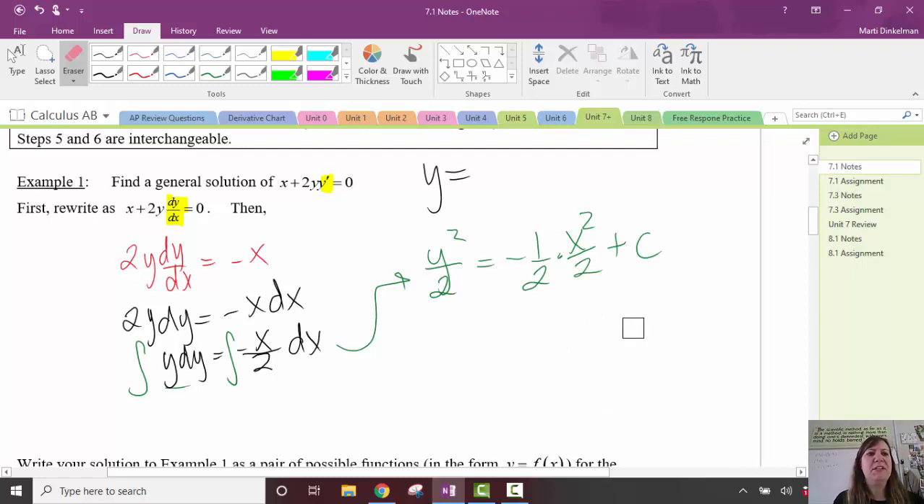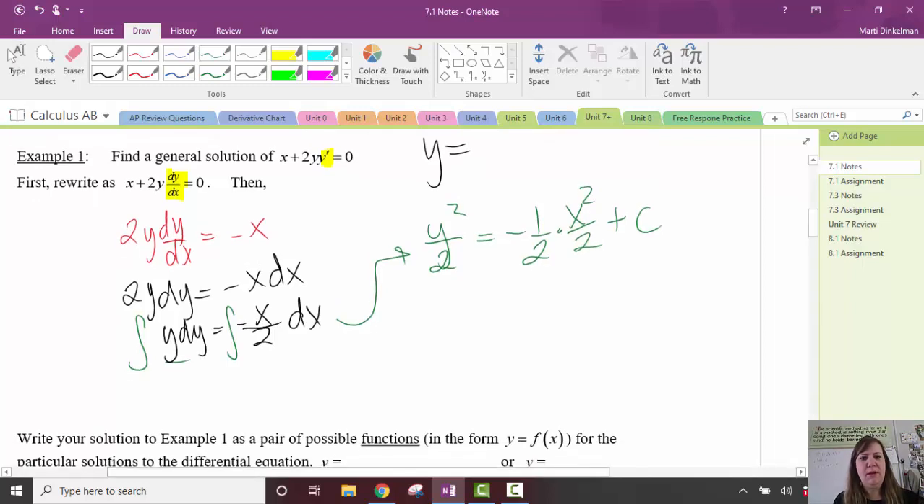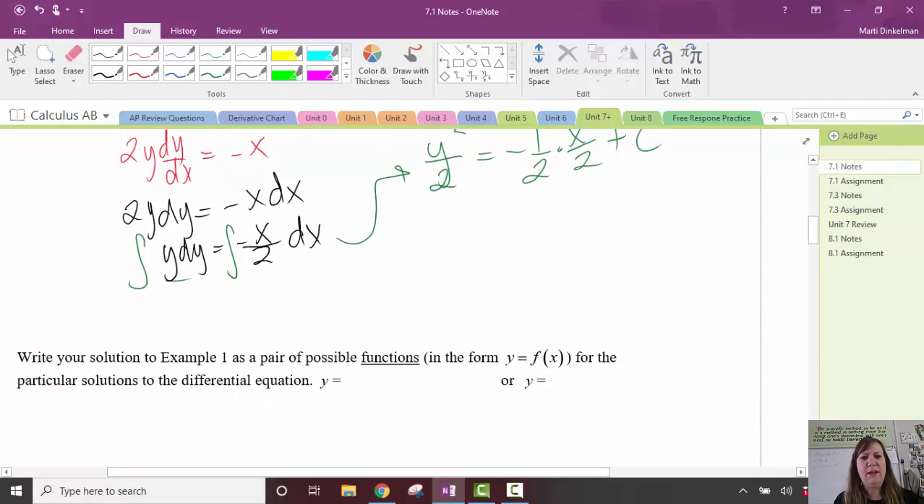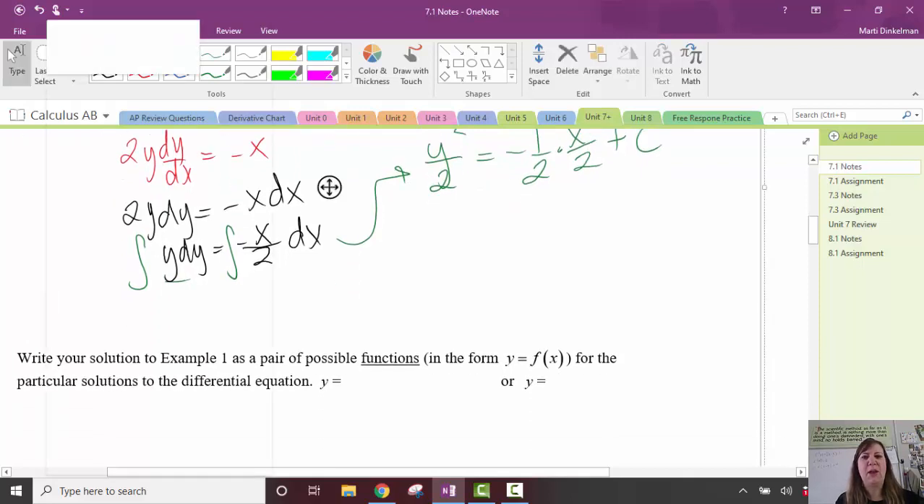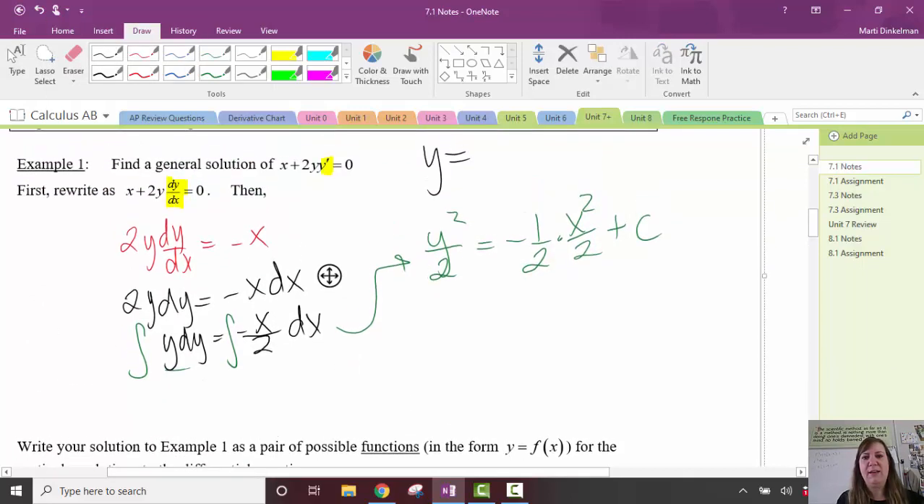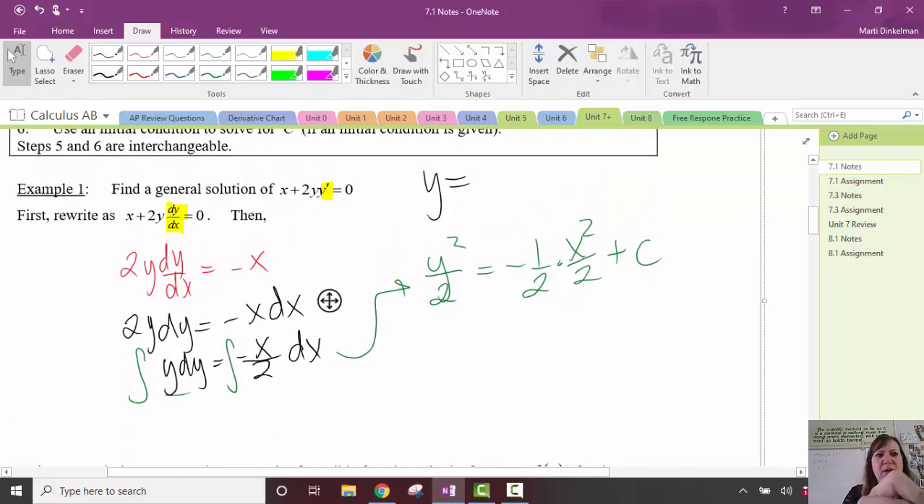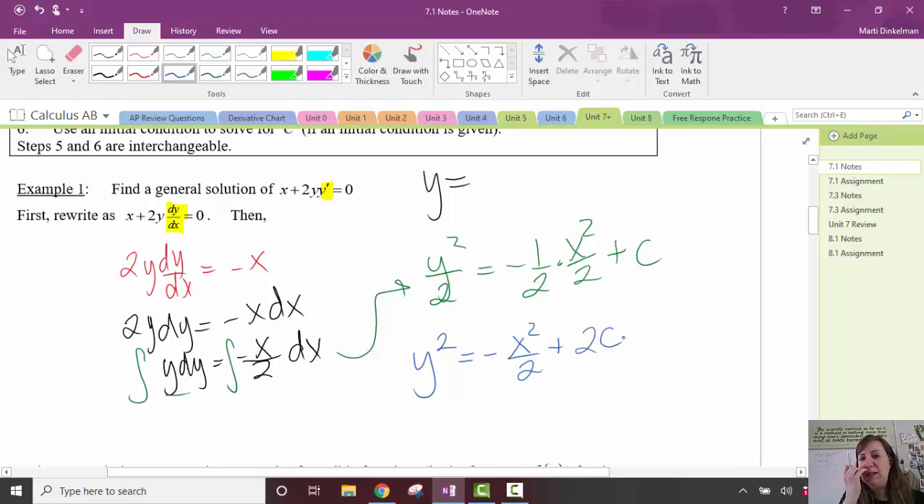All right, our next goal, at least in this one, is to solve for y. It says it's actually a pair of possible functions. We'll talk about that in a second. So the first thing I'm going to do is multiply everything by 2 to get rid of the fractions. That's just going to be negative x squared over 2 plus 2c. Now 2c is technically also a constant, and we could rename it. We probably wouldn't want to call it c again because it's twice the value of the c that we labeled earlier. So you could call it an a or a d or something like that.